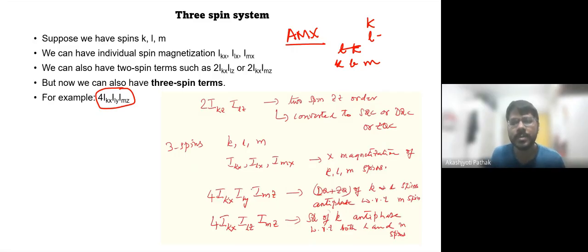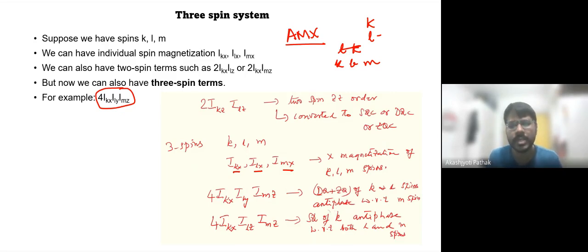So if you have terms like IKX, ILX, IMX, these are X magnetization. What does this indicate? It indicates X magnetization of spin K, X magnetization of spin L, and X magnetization of spin M. Now, if you have terms like 4 IKX, ILY, IMZ, then this would mean X and Y magnetization of spin K and spin L antiphase with respect to spin M, right? Or we can say that double quantum and zero quantum of K and L spin antiphase with respect to spin M.